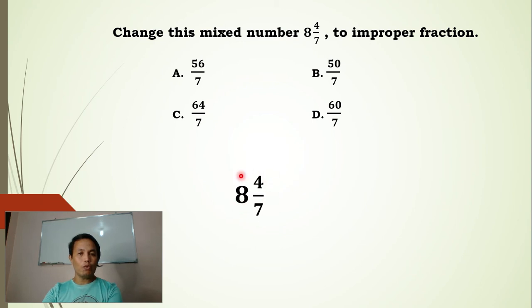So we have the mixed number 8 and 4 over 7. We change this one to improper fraction. So how to change this one to improper fraction? We just simply multiply the whole number here, which is 8, to the denominator. So 8 times 7 is 56, then add the numerator, which is 4, so that is equal to 60 over 7. So again, 8 times 7, 56, plus 4 is 60, so that is 60 over 7. 8 and 4 over 7 is just equal to 60 over 7. So the correct answer is letter D.